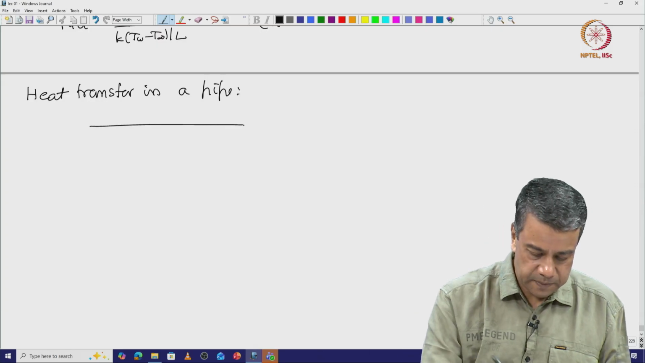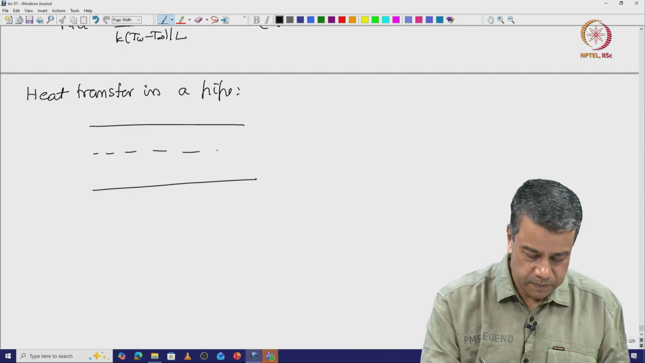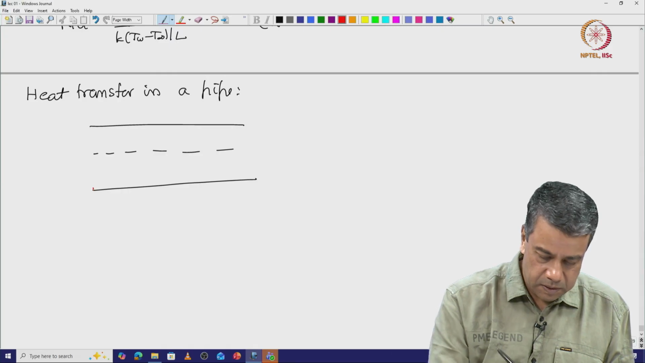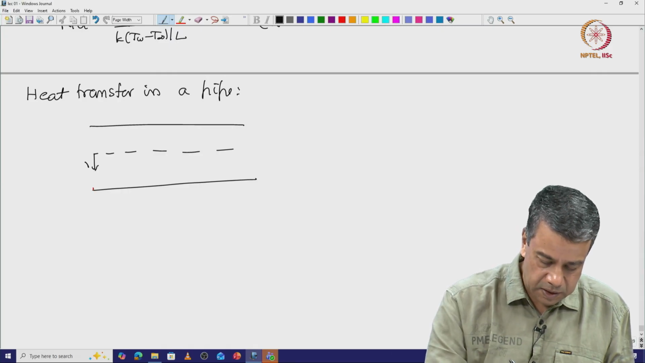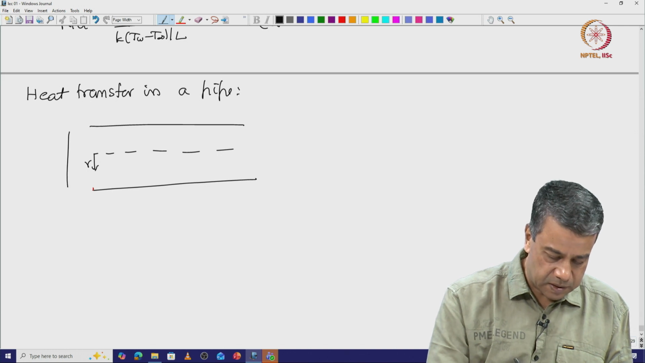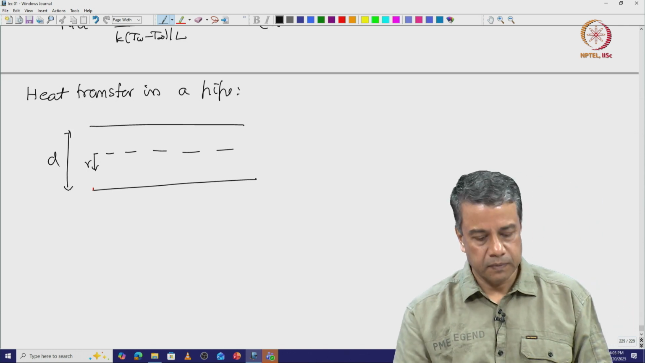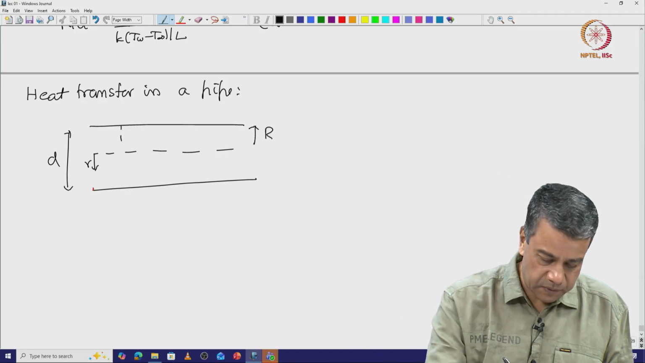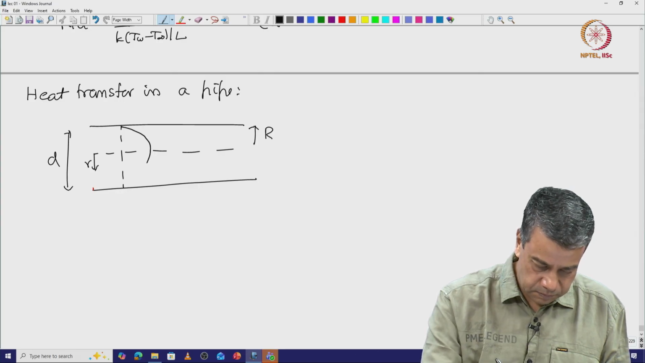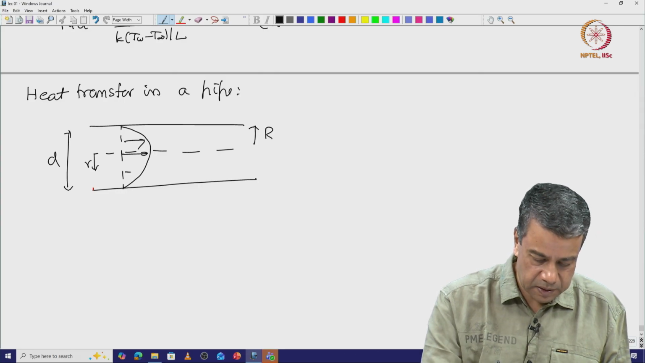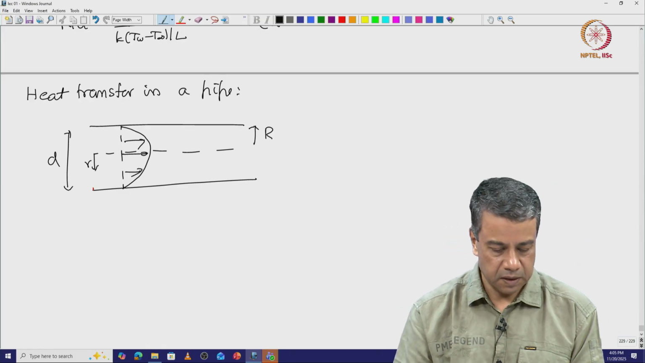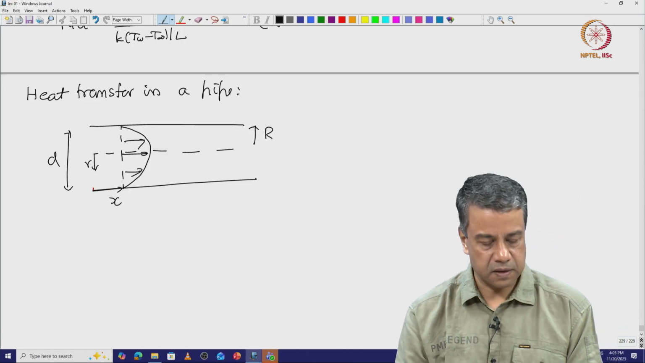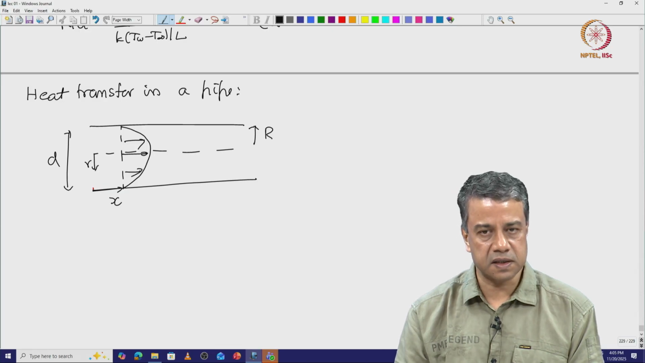Okay. In that case, let us say that this is the radial coordinate r. Okay. The pipe diameter is d, and the radius of the pipe is R, and I have a parabolic flow in a pipe. I have a parabolic velocity profile in a pipe. Okay. My x coordinate is calculated from the start of the heating section. Okay. So, let us say the start of the heating section is at x is equal to 0.